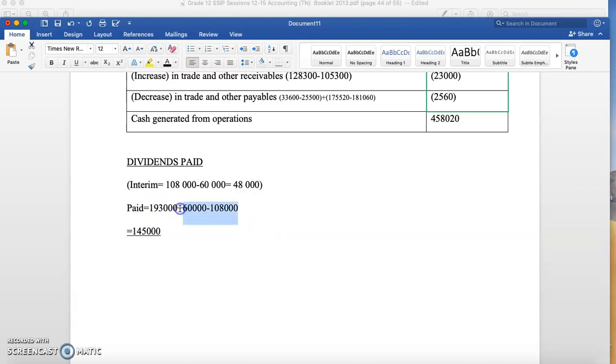Another way to say this would have just been to say minus 48,000 if you calculate this first. So it's the same thing, and I guess that's 2.1.5.